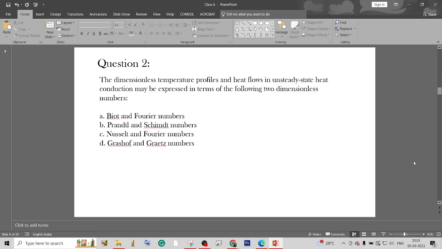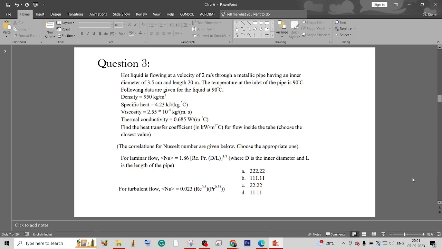Now let us proceed to question number 3. Hot liquid is flowing at a velocity of 2 meter per second through a metallic pipe having an inner diameter of 3.5 centimeter and length of 20 meter. The temperature at the inlet of the pipe is 90 degrees Celsius and the data are already given here. Find the heat transfer coefficient for flow inside the tube. The correlation for Nusselt number is 1.86 Reynolds number Prandtl number d by L whole to the power 1 by 3 for laminar flow, and for turbulent flow it is 0.023 Reynolds number to the power 0.8, Prandtl number to the power 0.33. The options are given. What will be the correct value for the heat transfer coefficient?